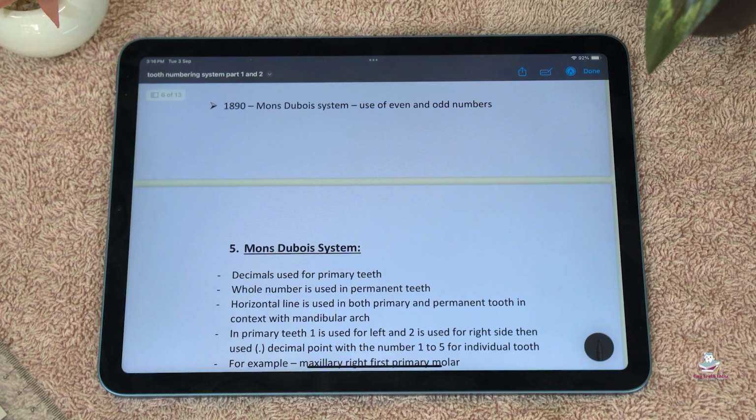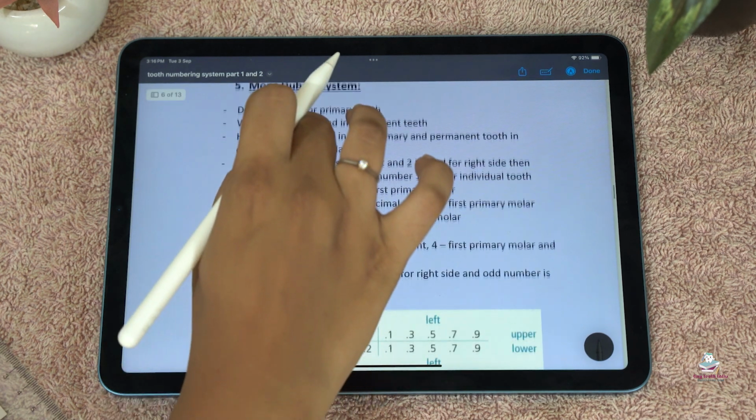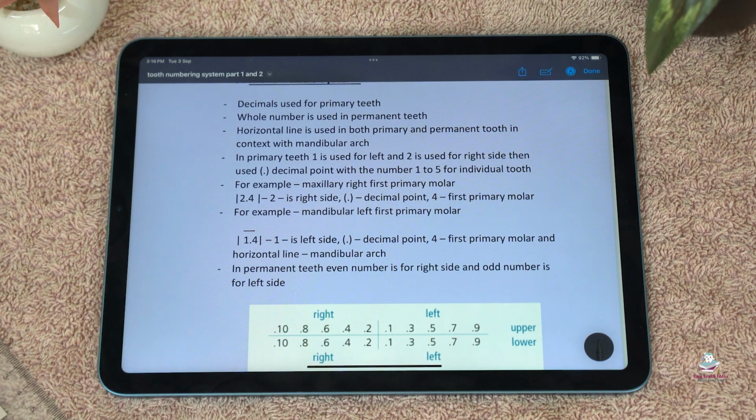Then in 1890, the Moans Dubois system was invented, with the use of even and odd numbers. They use decimals for the primary teeth. A decimal is basically a number that contains a whole number and a fractional part. A whole number is used for the permanent teeth. A horizontal line is used in both primary and permanent teeth in context with the mandibular arch. In primary teeth, 1 is used for the left and 2 is used for the right side. Then use the decimal point with the numbers 1 to 5 for the individual tooth.